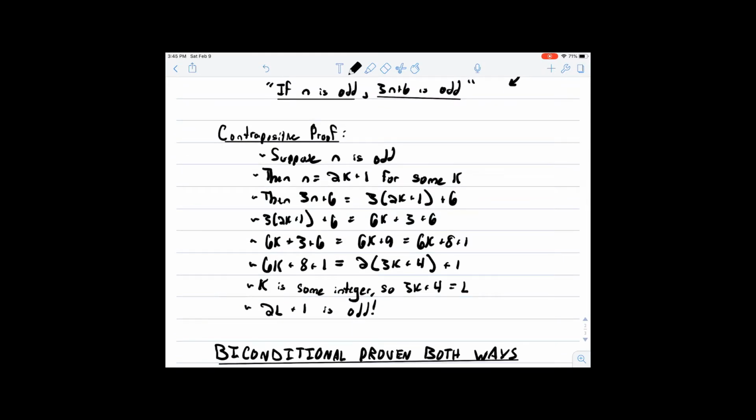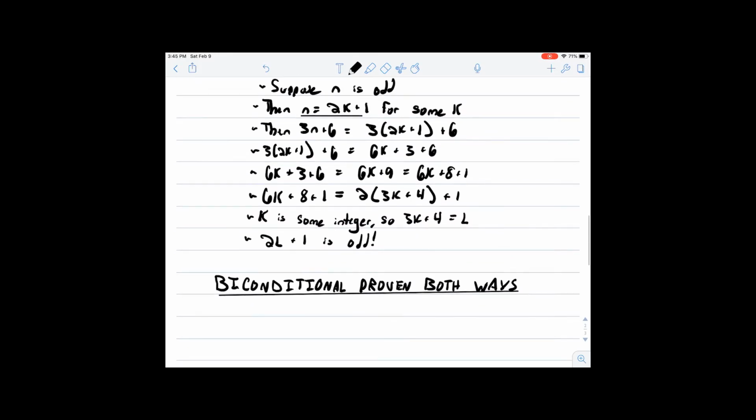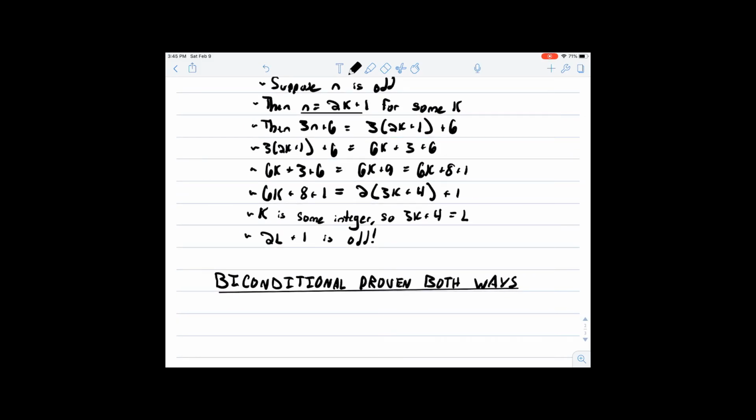Because this actually is about the same exact process as the previous portion of this proof, I've written out the proof for you here, so you can pause and look it over. Just note that for any odd number, n equals 2k plus 1, because any even number plus 1 will always be odd. After you've completed the proof both ways, then you're done. The biconditional has been proven.